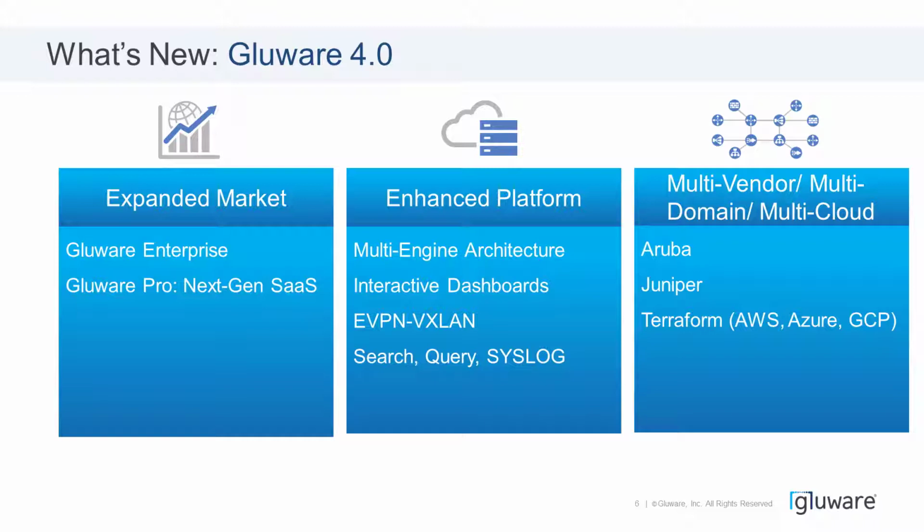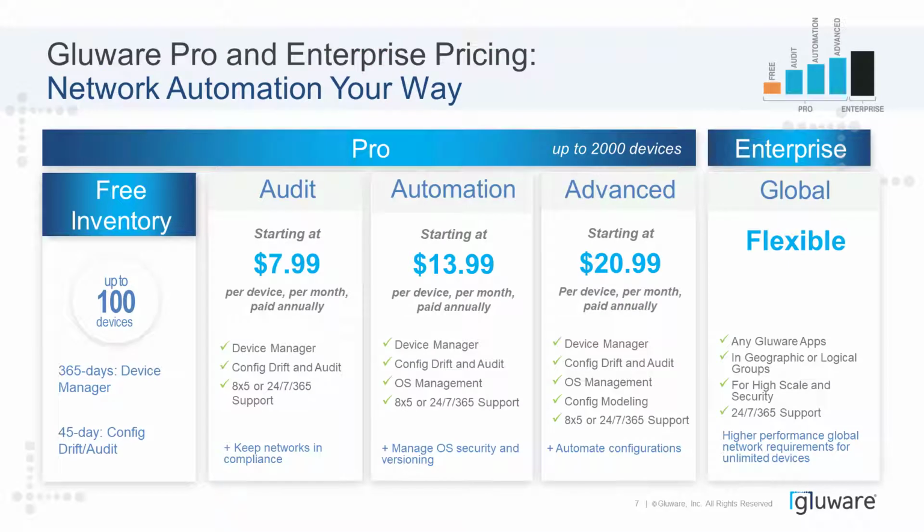And the third big bucket is around continuing to expand the multi-vendor story, multi-domain, and multi-cloud component of Gluware. So we've done a lot of work to expand our capability automating Aruba, HPE company, as well as Juniper, and we now are very excited to announce vendor adapter support for Terraform, which brings us automation of your infrastructure as a service in Amazon Web Services, Microsoft Azure, and Google's cloud platform. So it's a very big and exciting part of the announcement. So let's start jumping into the differences between Enterprise and Pro.